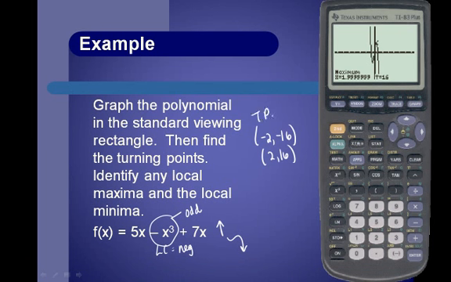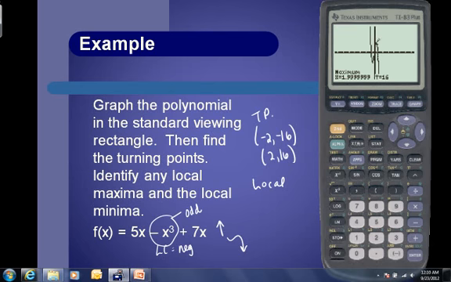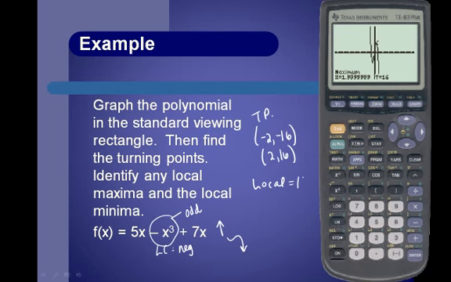Then it says to identify any local max and local min. Well, our local max is that second ordered pair, which is a y value of 16. Our local min is the lowest point. How low does it go for this little area? And we said that the local min was -16. Notice there is no absolute max because the graph goes high to the left. There is no absolute min because the graph goes all the way down on the right.